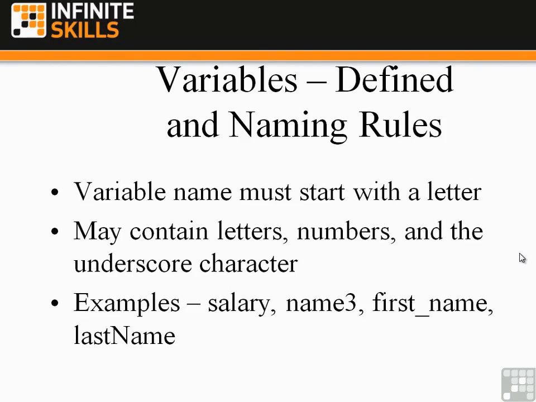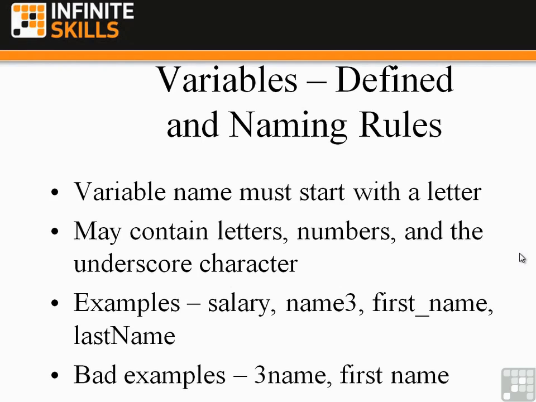Some examples of variable names are salary, name3, first_name, and lastName, where the second part of the variable name is capitalized. We use that style called camel casing instead of underscores to make it a little bit easier to type the variable name. Some examples of bad variable names are 3name. That doesn't work because it starts with a number, and first_name.